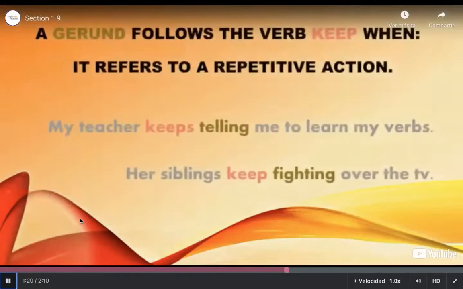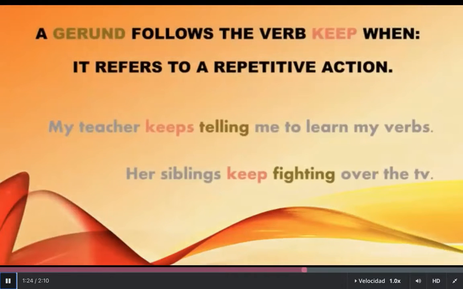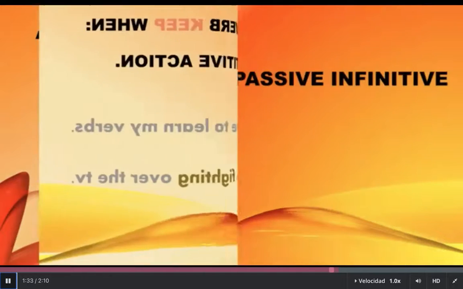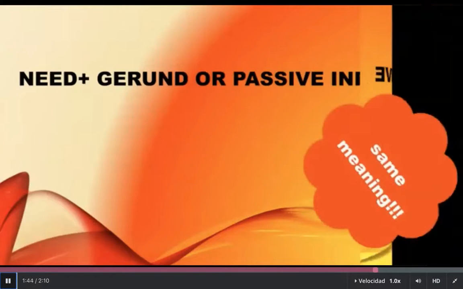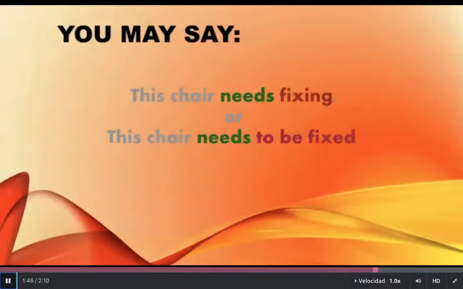A gerund follows the verb keep when it refers to a repetitive action. My teacher keeps telling me to learn my verbs. Her siblings keep fighting over the TV. Now we'll study need plus gerund or passive infinitive. Either way we use need plus gerund or need plus passive infinitive, it means the same. You may say, this chair needs fixing, or this chair needs to be fixed.